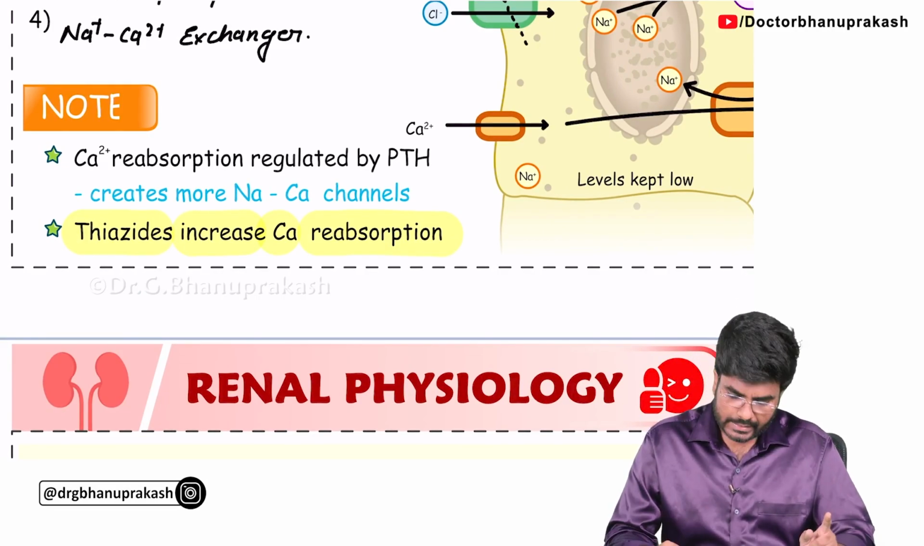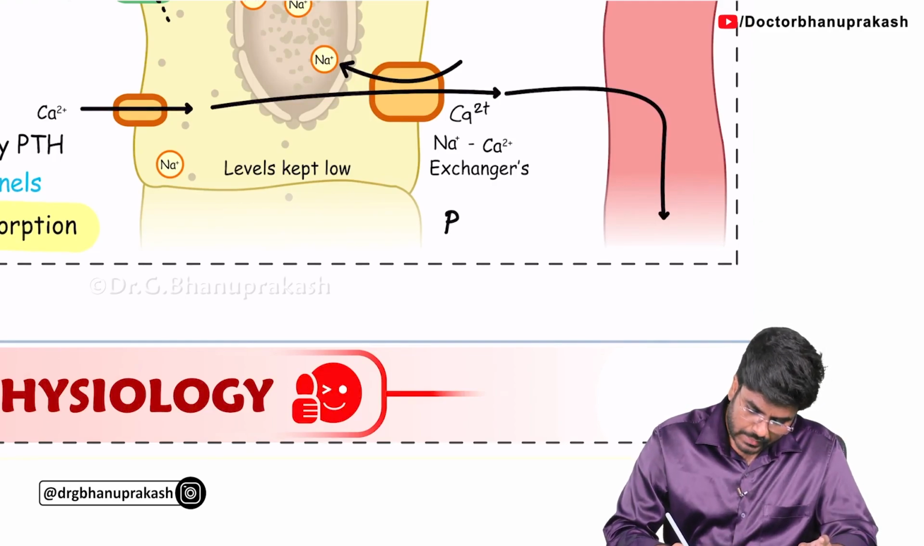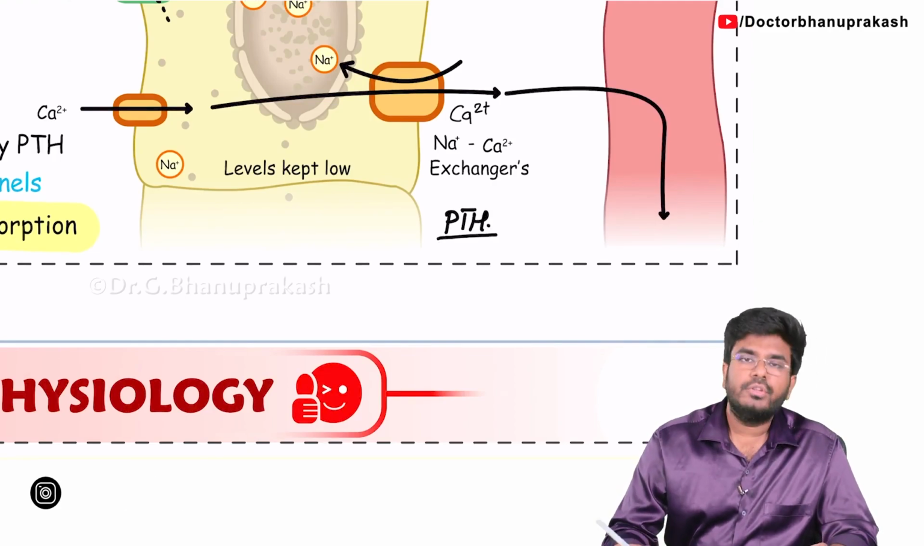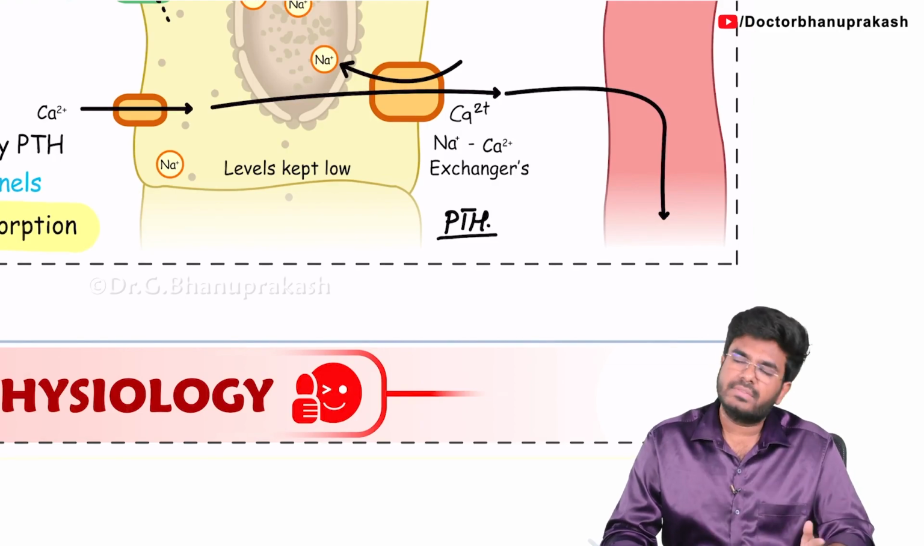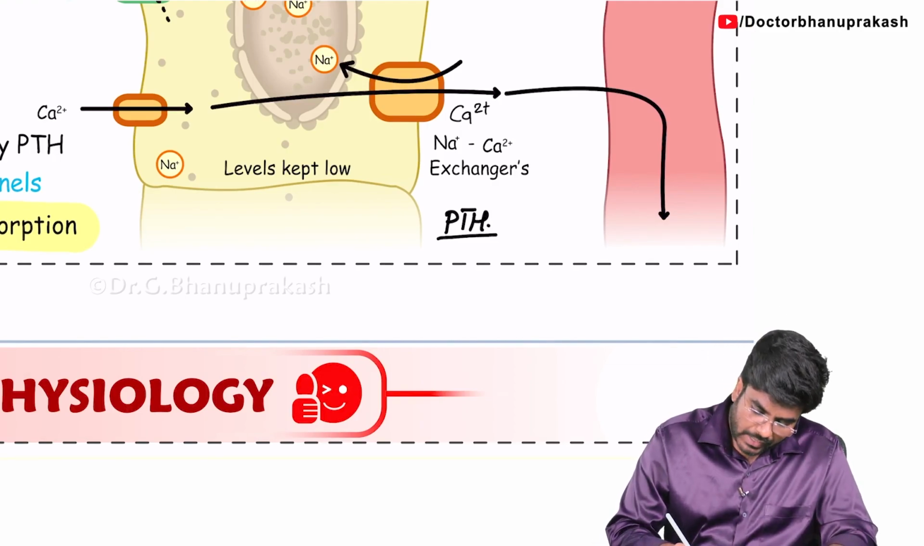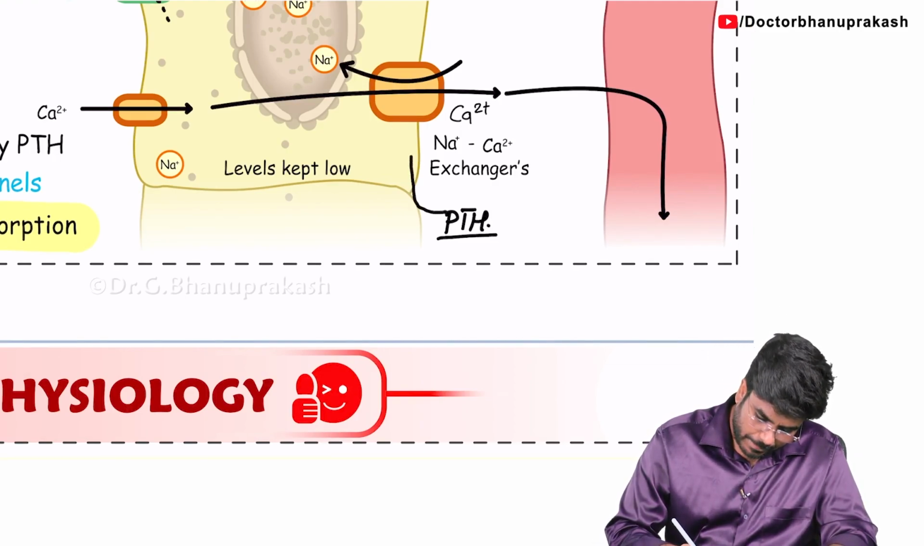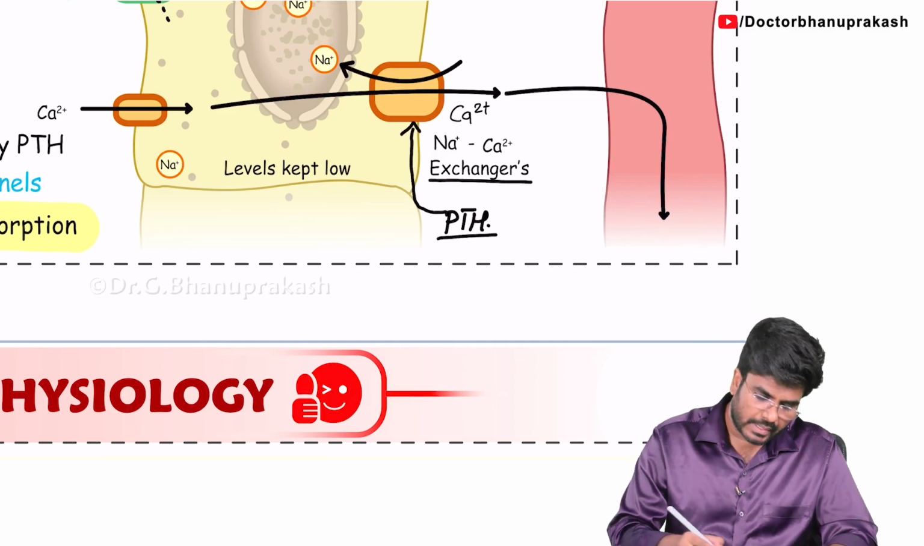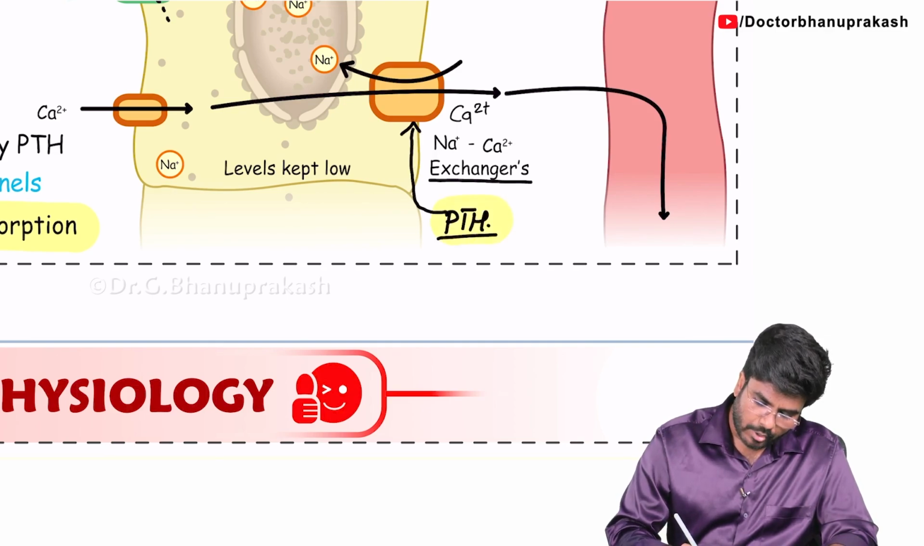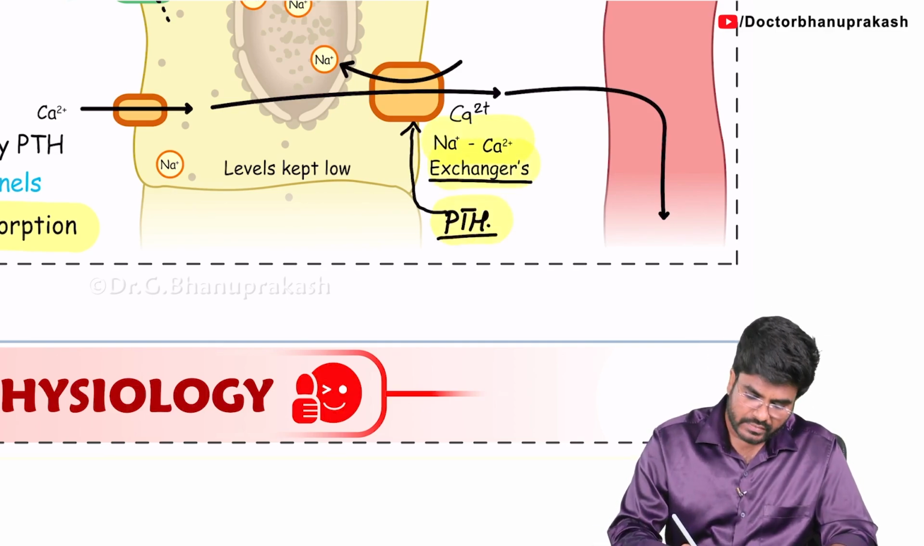Next, guys, there is a hormone called parathyroid hormone. Now, where do you think this parathyroid hormone will act? It acts on the PCT as well as the DCT. But when the parathyroid hormone is acting on the DCT, it increases the number of sodium calcium exchangers. So more calcium will be reabsorbed. Simple logic, no? More calcium will be reabsorbed.